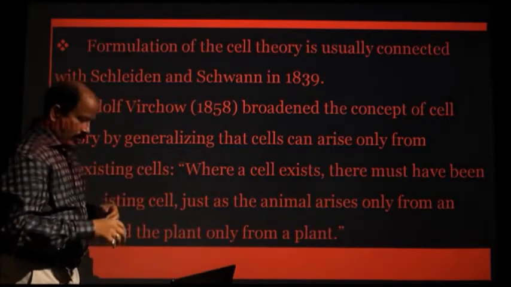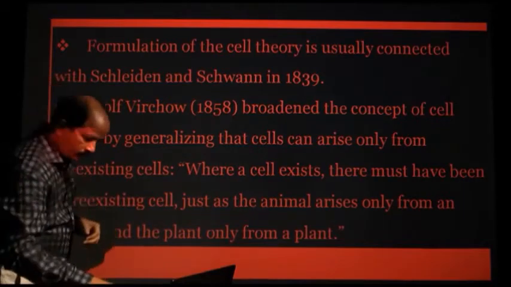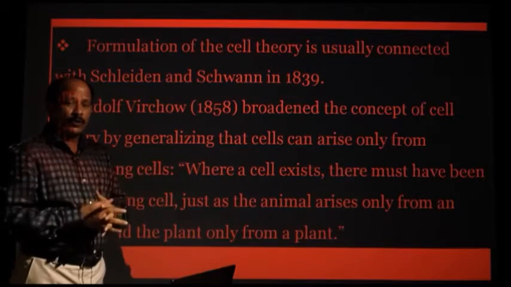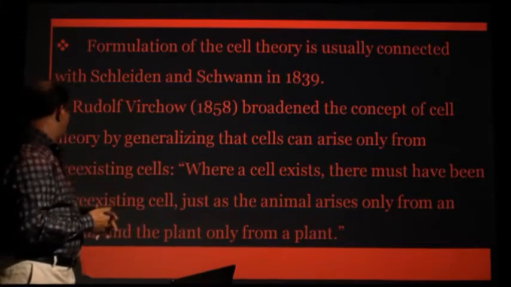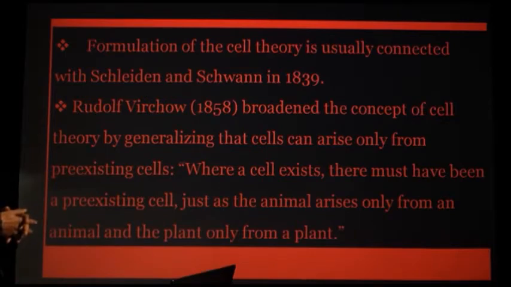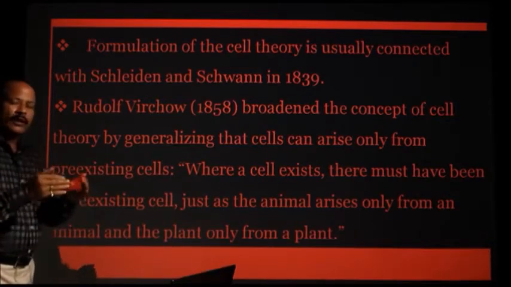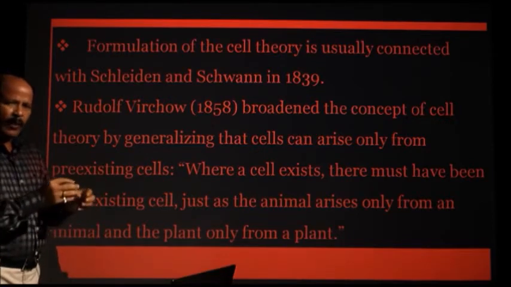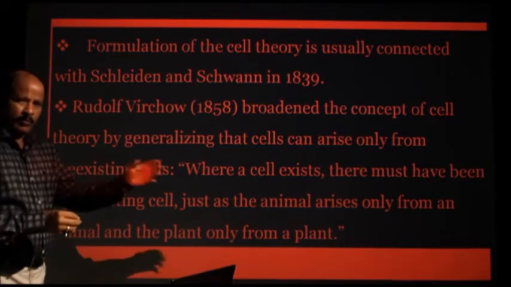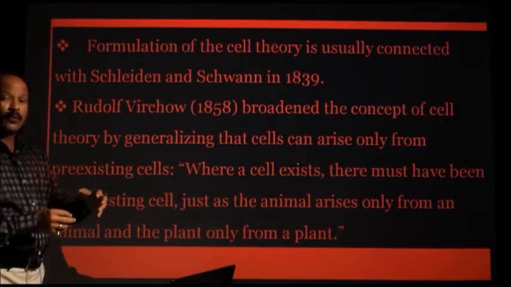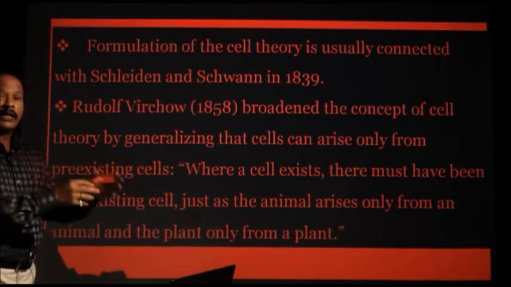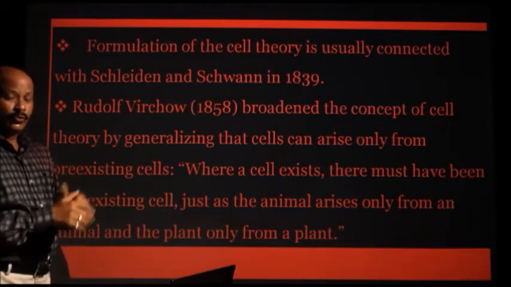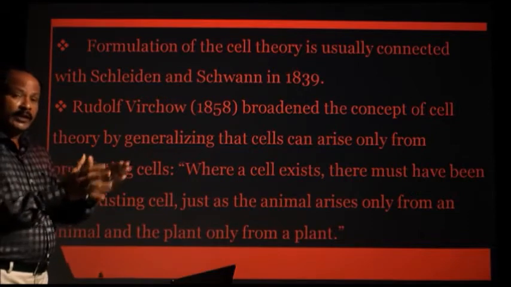But as we see, another person, a pathologist, Rudolf Virchow, saw that every cell arises from a pre-existing cell. As plants come from plants, animals come from animals, so also cells come from pre-existing cells by means of division. So this idea was included in the cell theory.